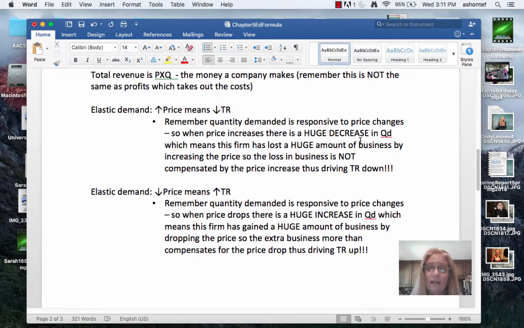And here's why. When the price goes down, there's going to be a huge increase, going the other way now, huge increase in quantity demanded. So even though we've dropped the price, we have more than compensated for the loss in price for each unit we sell because there's such a big, huge increase in the quantity demanded that we're selling. So that is actually going to drive up this firm's revenue.